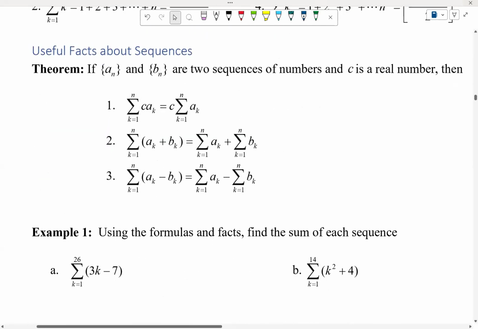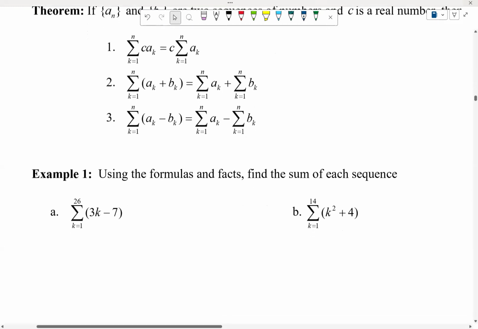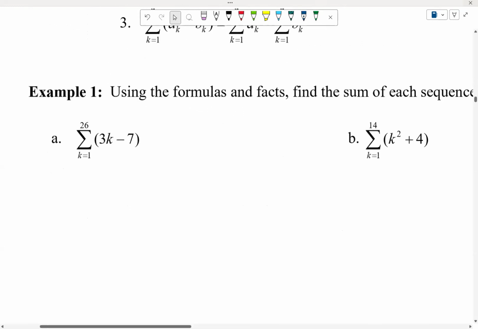Some properties. This c is a constant. I want you to think about this as just factoring out the constant, just like you would out of any sort of sum, you could factor out a constant multiple. For 2 and 3, does this make sense that this is kind of considered the distributive property? And it does work for summations. So let's see how we'd use these for things that might get a little bit complicated.